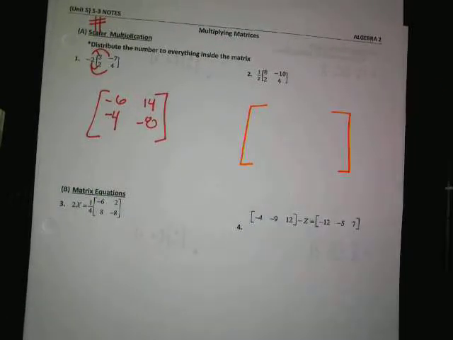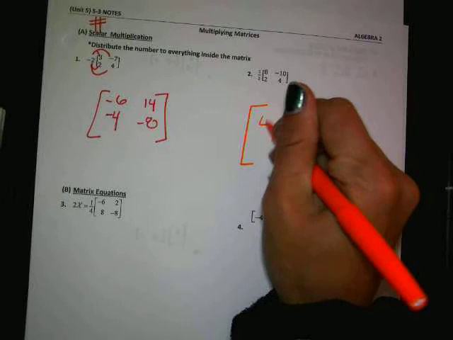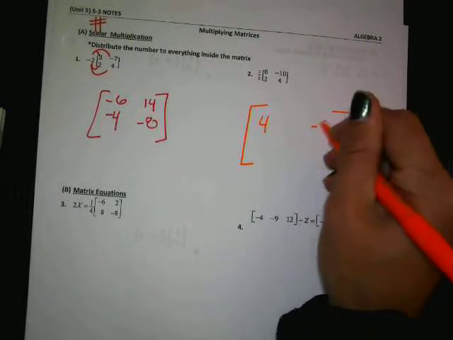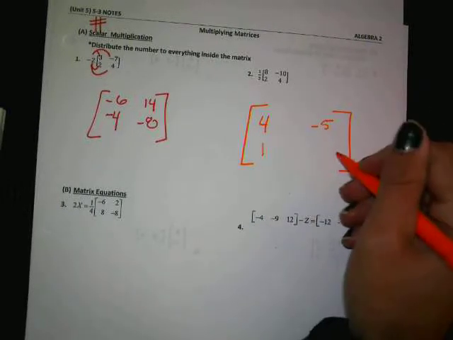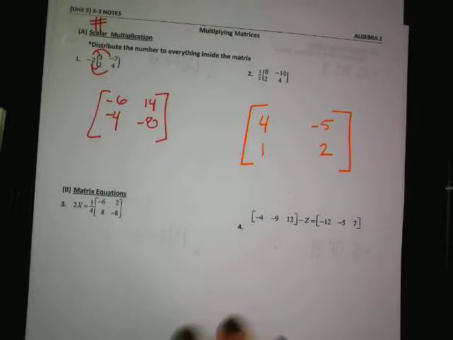Number 2. When you have fractions, it's kind of like dividing. Remember, you do have calculators, because we can't spend so much time on figuring out how fractions and negative signs work if you don't know. But 1/2 times 8 is 4. 1/2 times negative 10, negative 5. 1/2 times 2, 1. 1/2 times 4, 2. Very good.